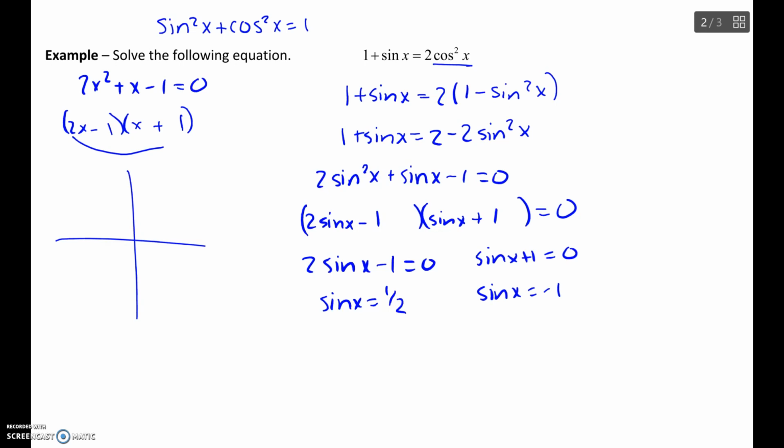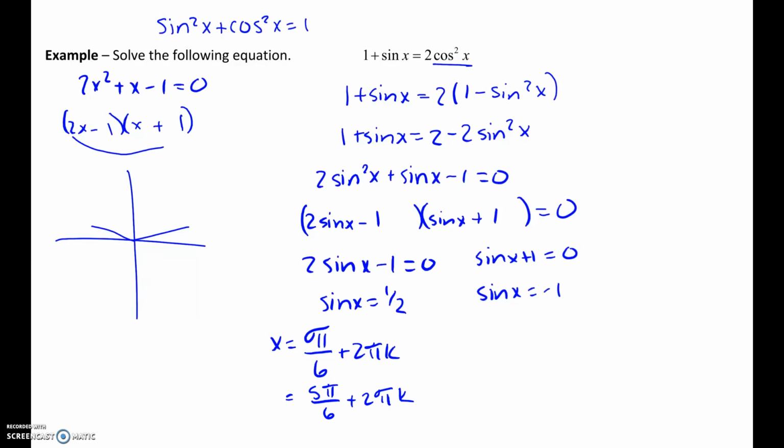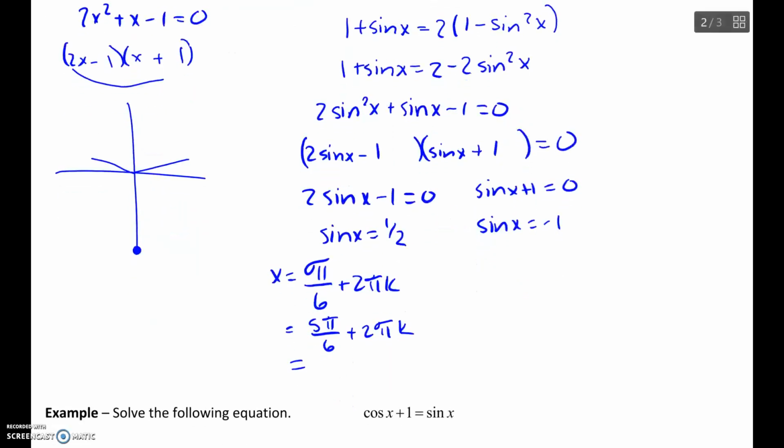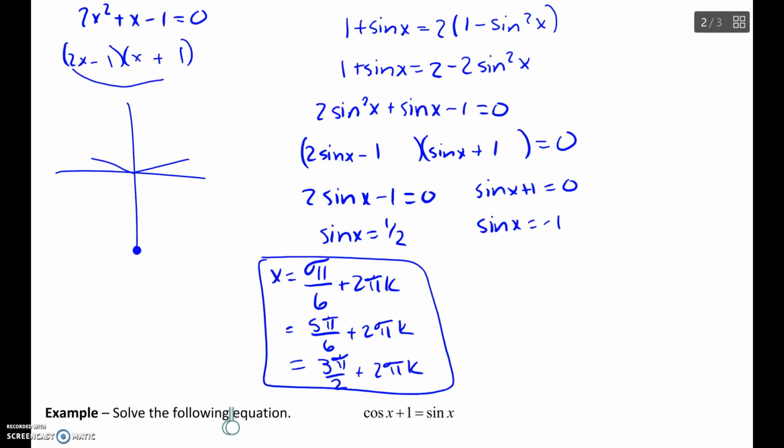All right. On my unit circle, sine is 1/2 right here and right here. So x equals pi over 6 plus 2 pi k, and 5 pi over 6 plus 2 pi k. I hope you guys are remembering your unit circle because you're really going to need it. And then sine is negative 1 right here, so x is also going to equal 3 pi over 2 plus 2 pi k. So those are all my solutions for x.